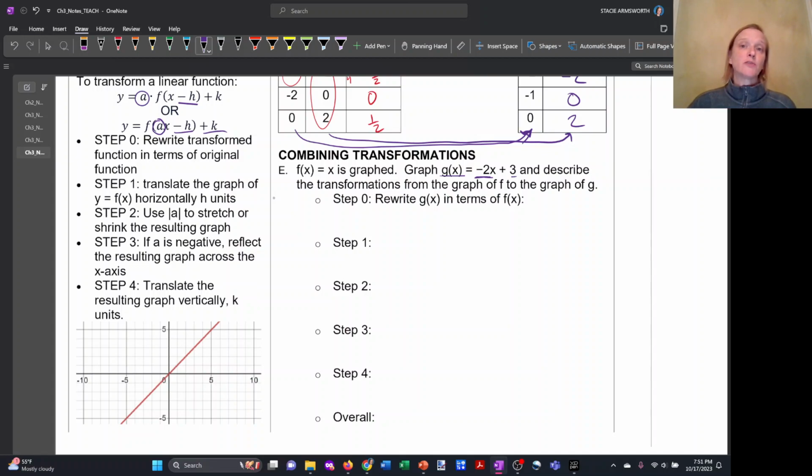We need to describe the transformations that we're going to take to get from the graph of f to the graph of g. So first, we want to make sure that we can rewrite g of x in terms of f of x. We want to be really clear about what transformations are affecting the input value and what transformations are affecting the output value. So, first of all, that -2x, that doesn't seem to apply to the whole equation.